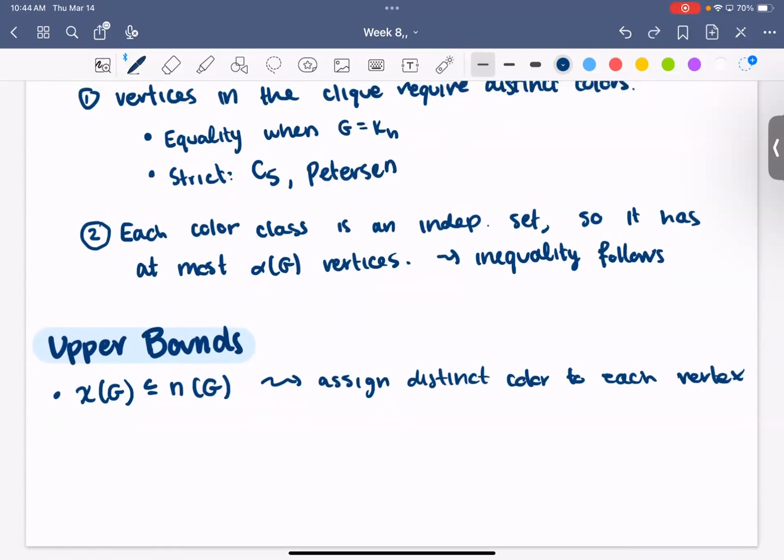So this is the greedy coloring algorithm. It is just going to give us a proper coloring of a graph, but it's not necessarily the best one possible. So you're just going to start by ordering the vertices.